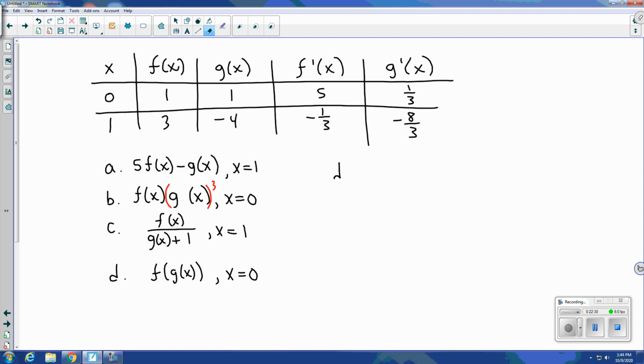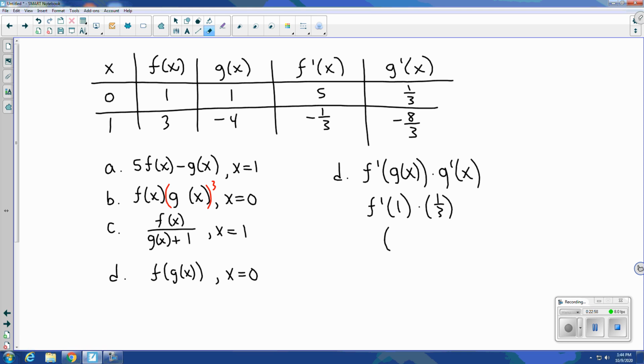Lastly, D. We have a composition there. G is within F, so chain rule. So derivative of the outer, still composed with the inner, times derivative of the inner. And we want it when x is equal to 0. So g of 0 is 1. So we're going to get f prime of 1 times g prime of 0, which is 1/3. So now we got to do f prime of 1, which is negative 1/3. And we get negative 1/9.